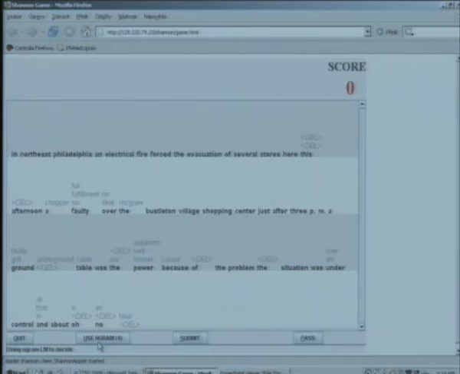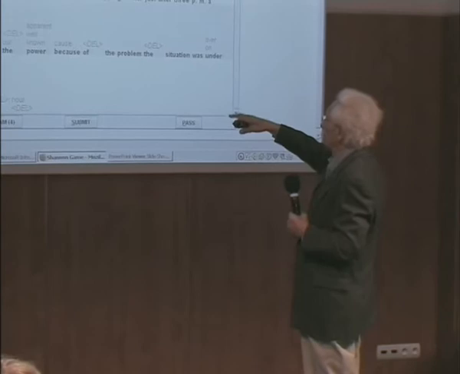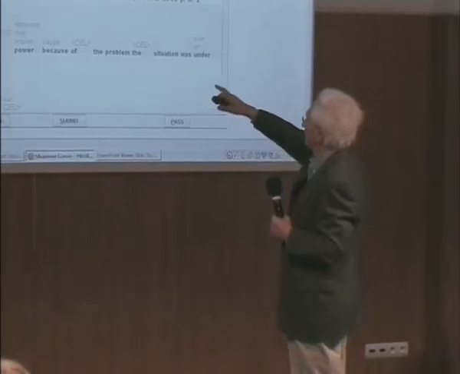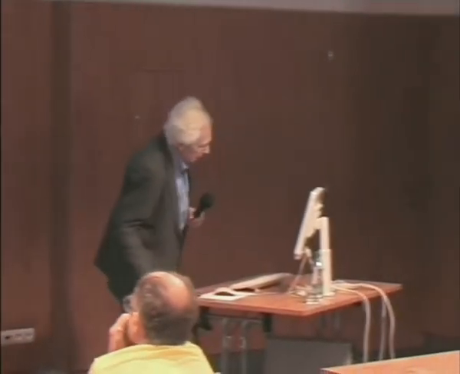And you see that the sentence would be, in northern Philadelphia, an electrical fire forced the evacuation of several stores here this afternoon, a faulty over the Busselton Village shopping center, etc. Well, okay. You can see that somewhere the choice of the language model is correct, but surely this over the Busselton Village is not correct. So a human being such as me would sit down here and would try to see, okay, in East Philadelphia, an electrical fire forced the evacuation of several stores here this afternoon.